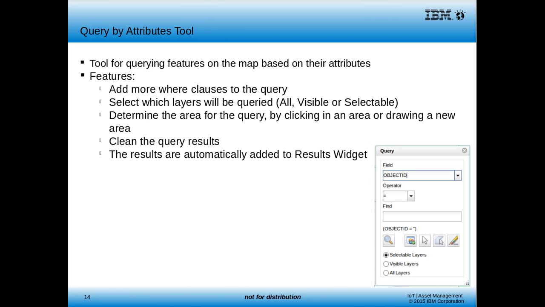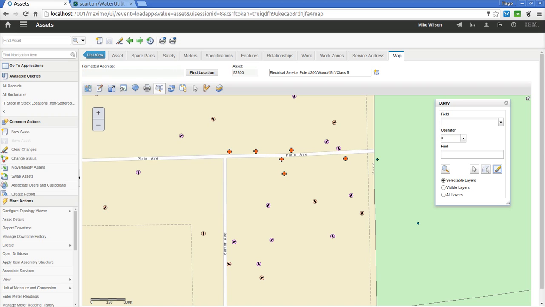So you don't want to search in the entire map. You want to search in a small area. So you can click in a neighborhood, click in a state, for example, to search just inside that region, or you can draw a new area. You can also clean the query results, and when you find some features, all the features are automatically added to the results widget. So now let me show you in the map how it works.